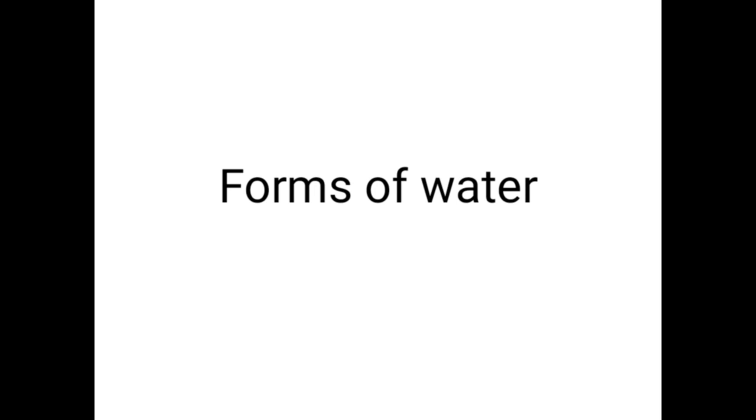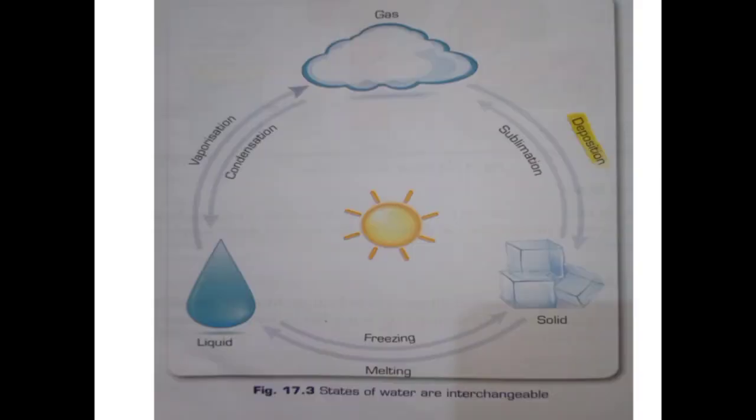Now we will know about the forms of water. In nature, water can exist in free as well as in combined form. In its free state, water occurs as solid, liquid, or gaseous forms. Snow, hail, and frost are some examples of solid form of water which you might have seen. The solid form of water is present as ice caps at the poles of the earth, snow-covered mountains, and glaciers.